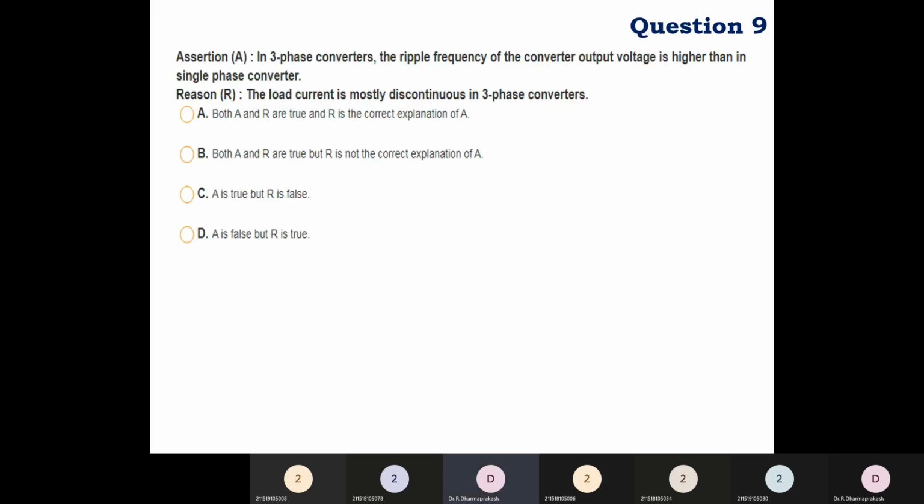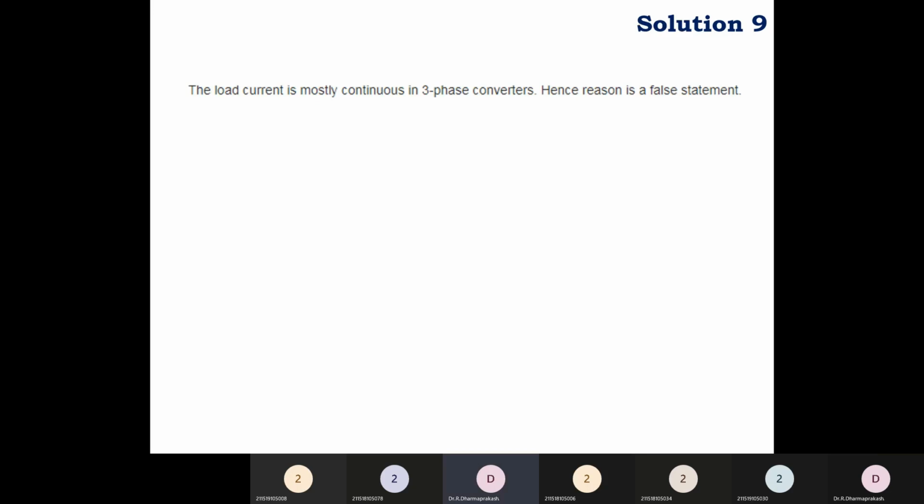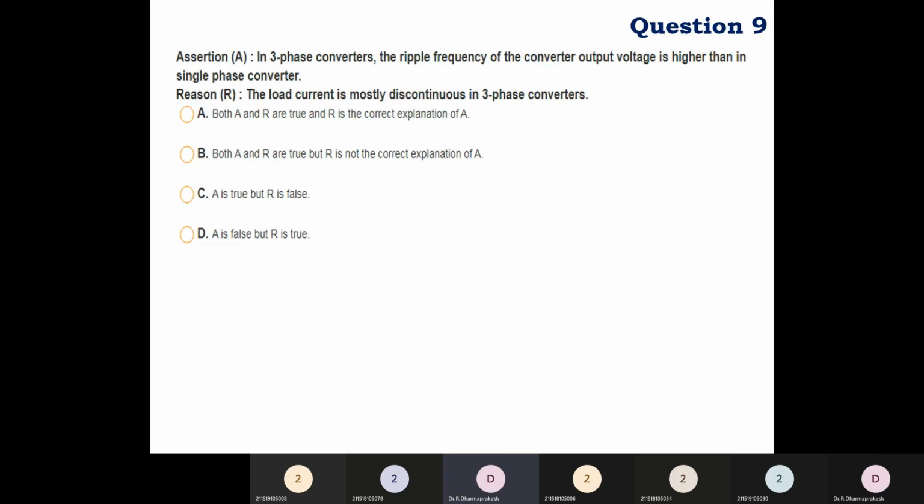In this question, the assertion is: in three-phase converters, the ripple frequency of the converter output voltage is higher than in a single-phase converter. So it is the right one, we already know that. And the reason is: the load current is mostly discontinuous in a three-phase converter. Discontinuous, it is not the right one. Here you can see the answer: the load current is mostly continuous in a three-phase converter, and the reason is false, right? So the assertion is true and the reason is false. Answer C.